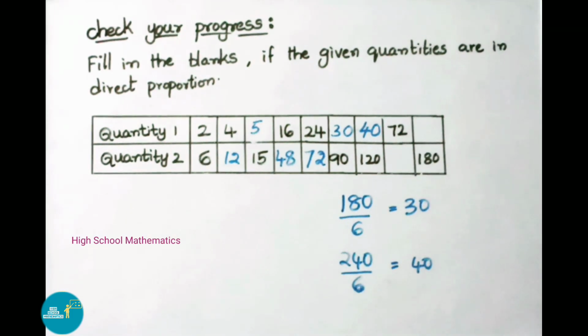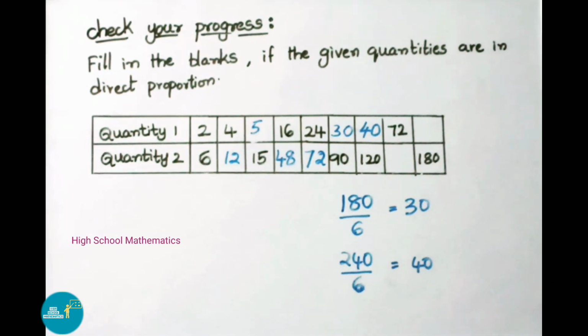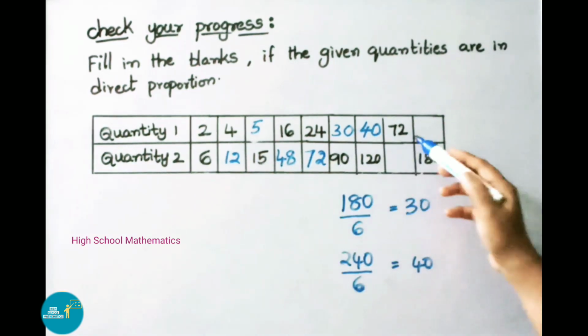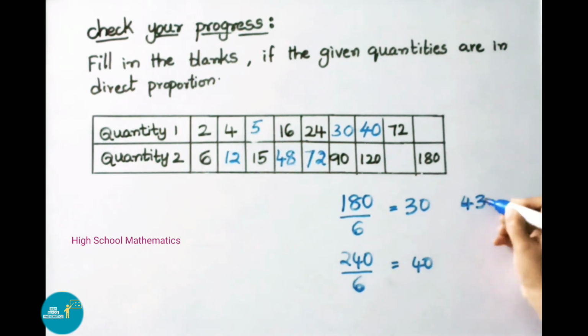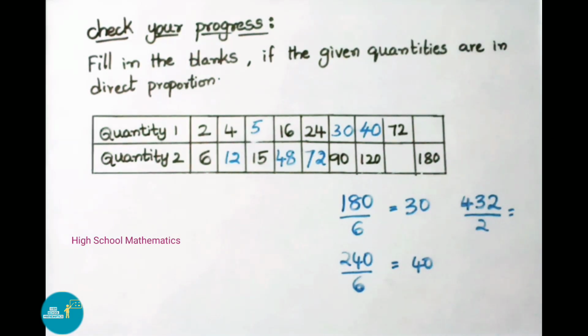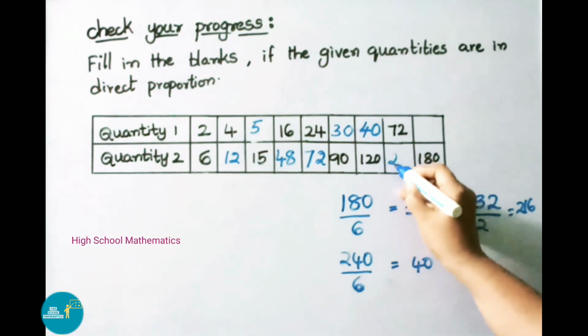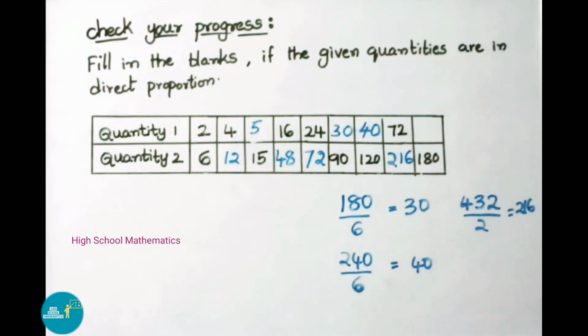See now, eighth one. 2:6, 72 unknown value. Let us do cross multiplication. 6 into 72, that is 6 into 72, answer is 432, divided by 2. That equals 216. 2 into 216 we will get 432. So this value is 216. See now, the last one.